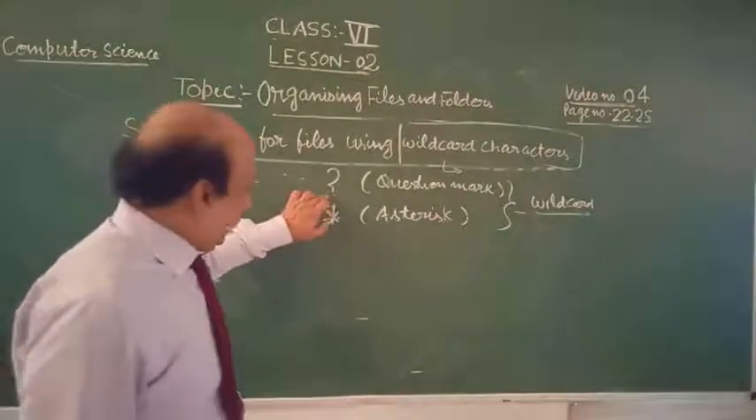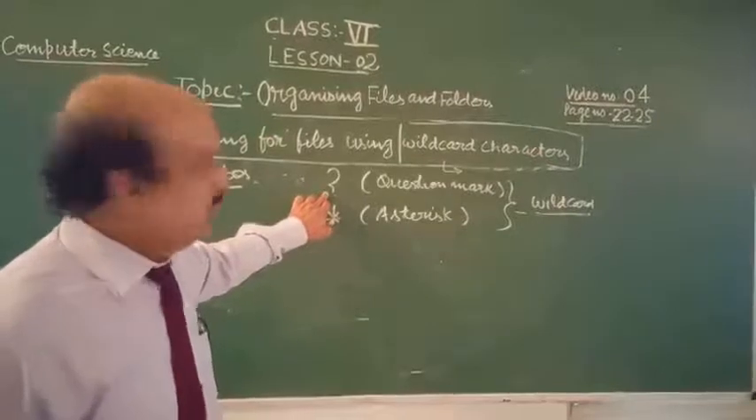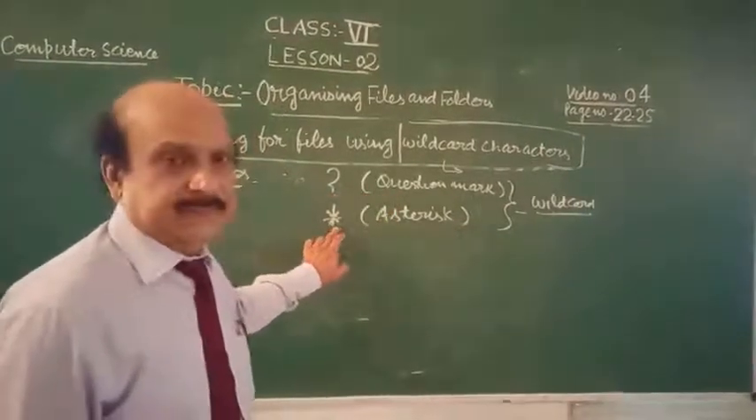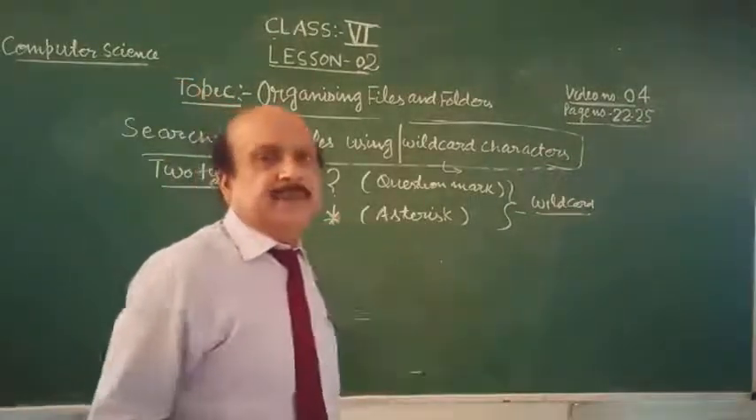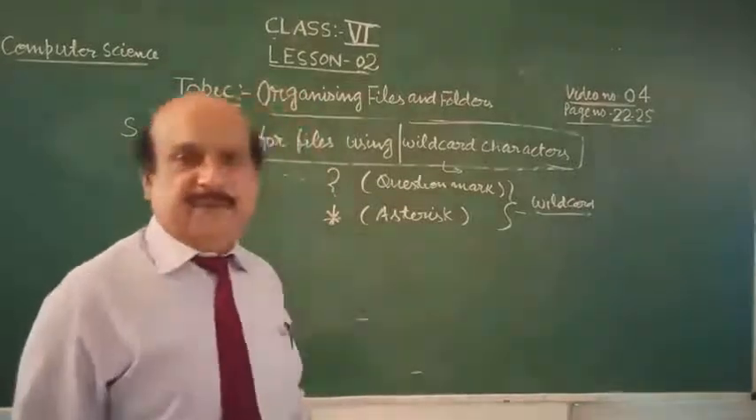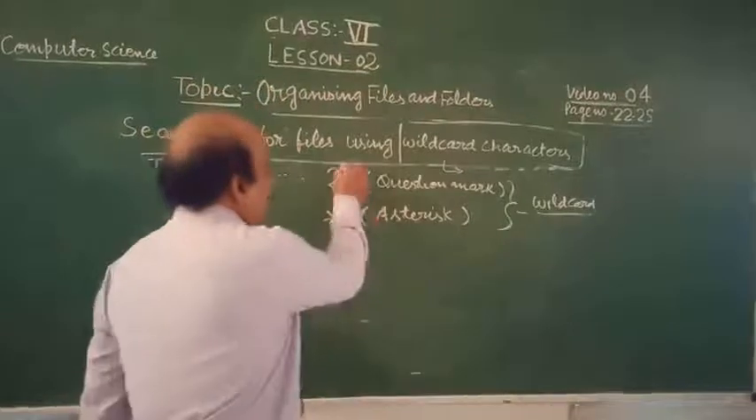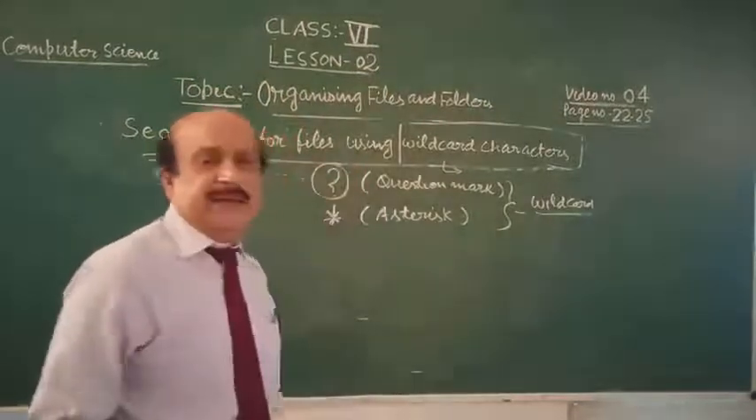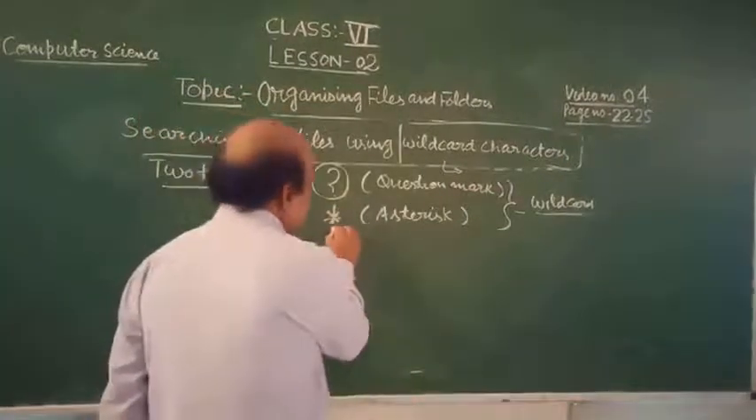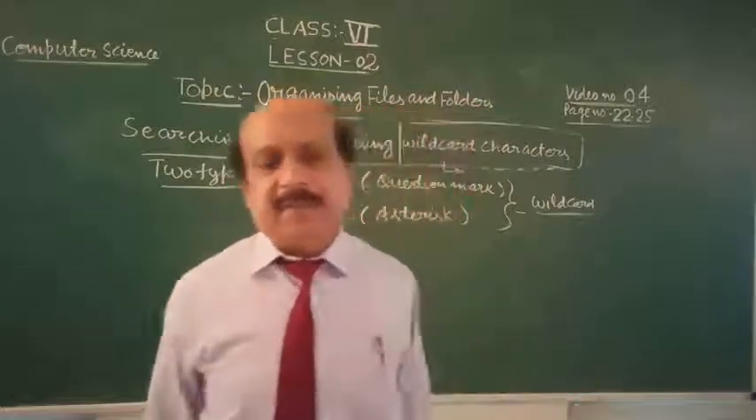See the differences here. When you are interested in replacing only one character, that time you can use the interrogative sign or question mark sign. Second, the asterisk sign. If you want to replace more than one character, you can replace them with the help of the asterisk sign. Only one thing you have to remember: with the question mark, only one character will be there. And with the asterisk sign, more than one character can be used there.